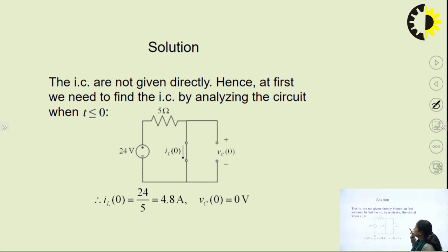So this is the initial circuit where the inductor is behaving as a short circuit and the capacitor as an open circuit. By visualizing this, you can easily find out the IL. It will be 24 divided by 5. So the initial current through the inductor is 4.8 and the initial voltage across the capacitor is 0 because it is behaving as open circuit. These are the initial values you have calculated according to the given condition.